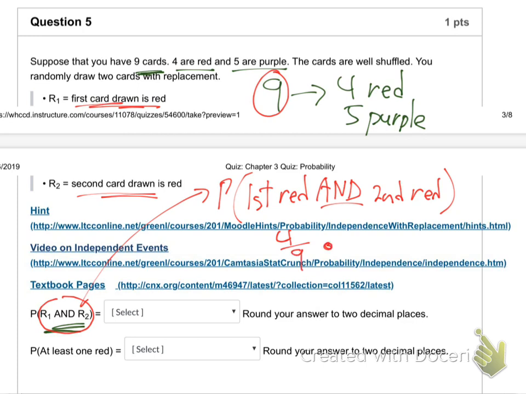And what's the chance the second's going to be red? Same thing. 4 out of 9. Multiply that together. On the top, 4 times 4 is 16. On the bottom, 9 times 9, 81. Do they want 2 decimal places? So let's divide that on our calculator.